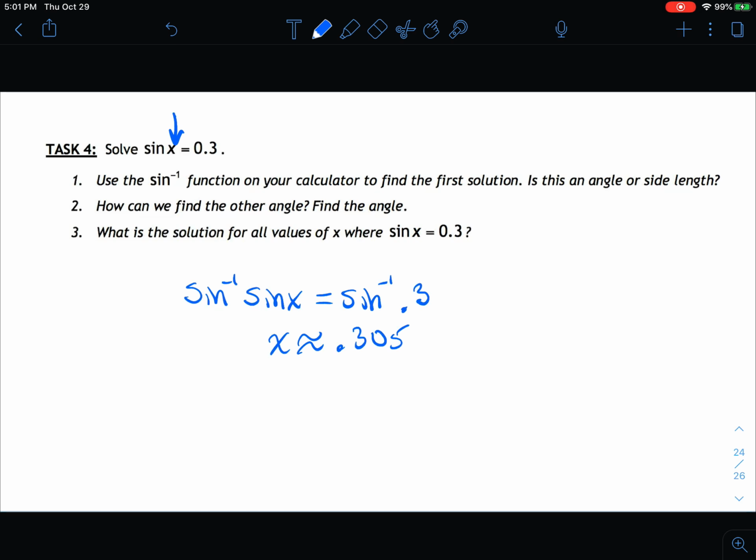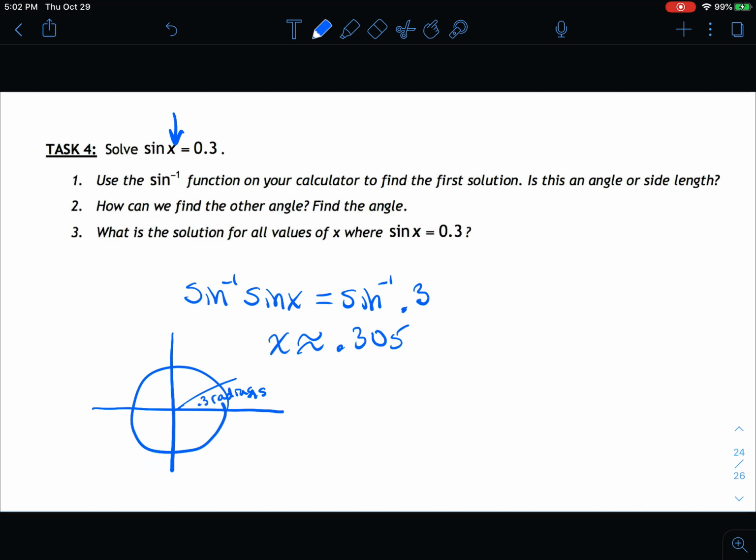Again, you are solving at this point. Is this an angle or is this a side length? So what is your thought on that when we're actually solving? What do you think's going on here? So let's take a visual of what's happening. This is saying that x is about equal to 0.305. So this is about 0.3 radians. This is an angle.